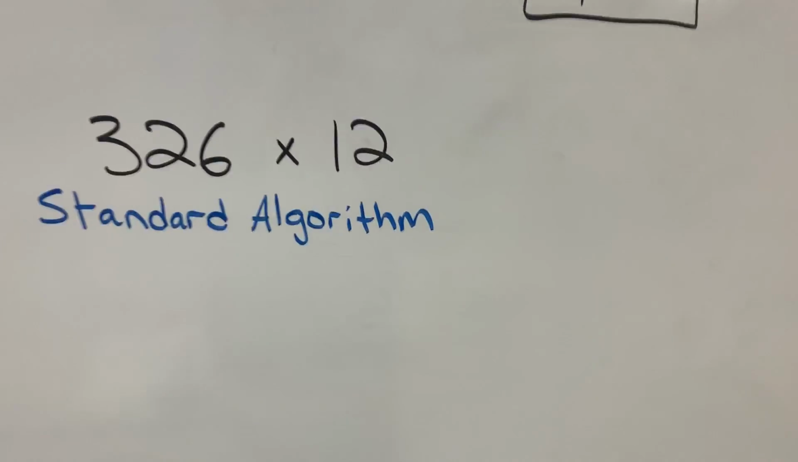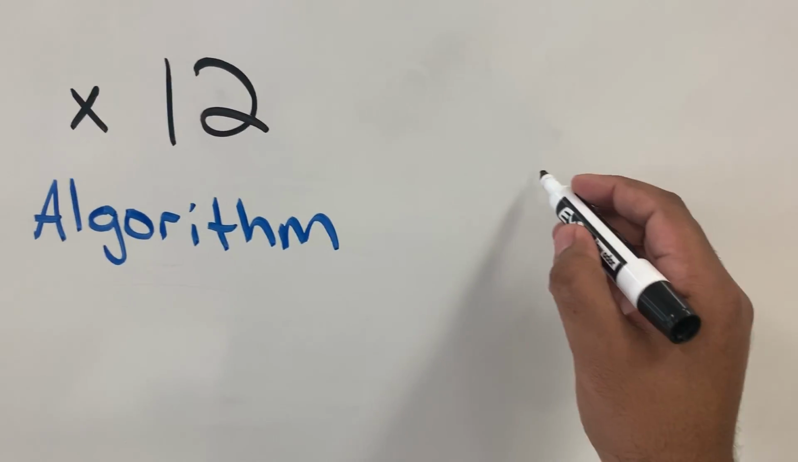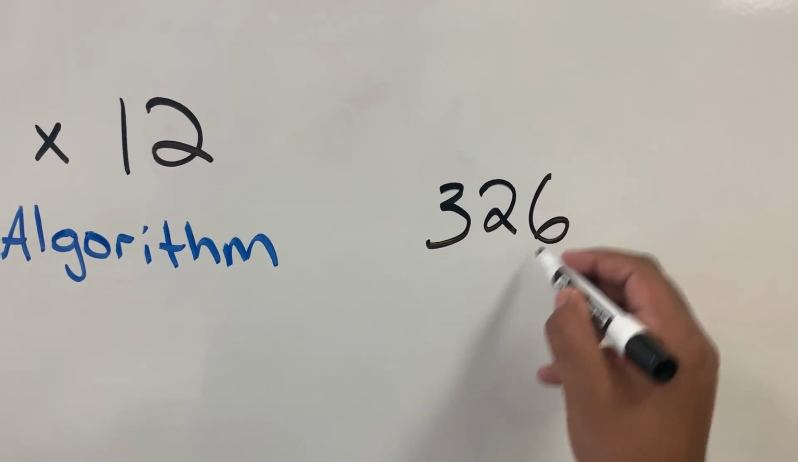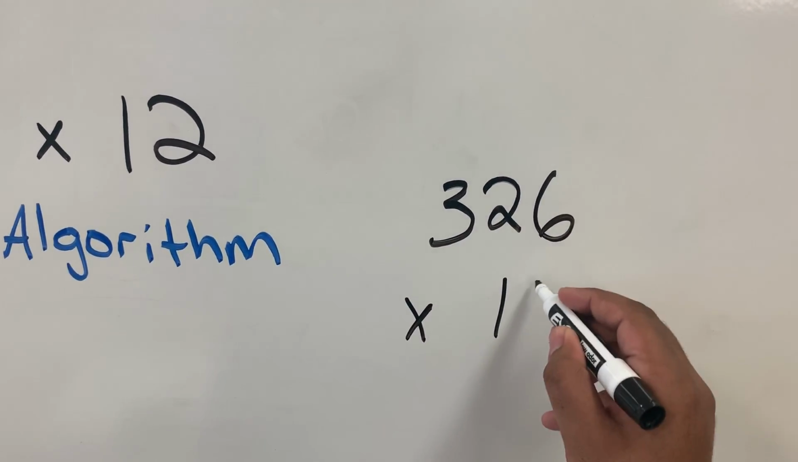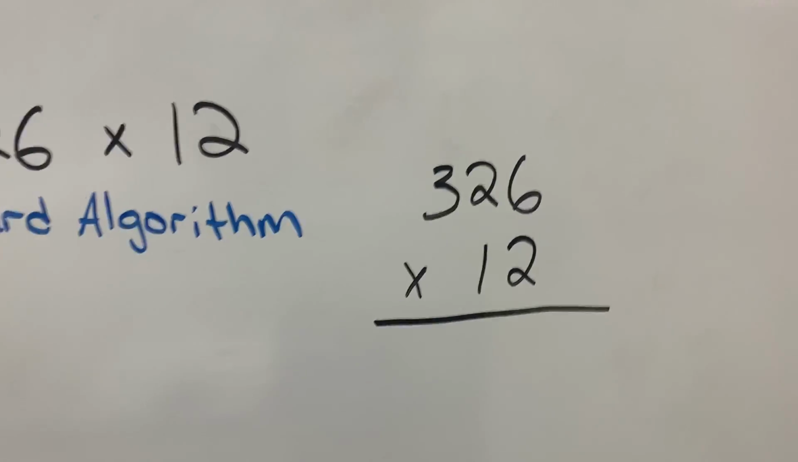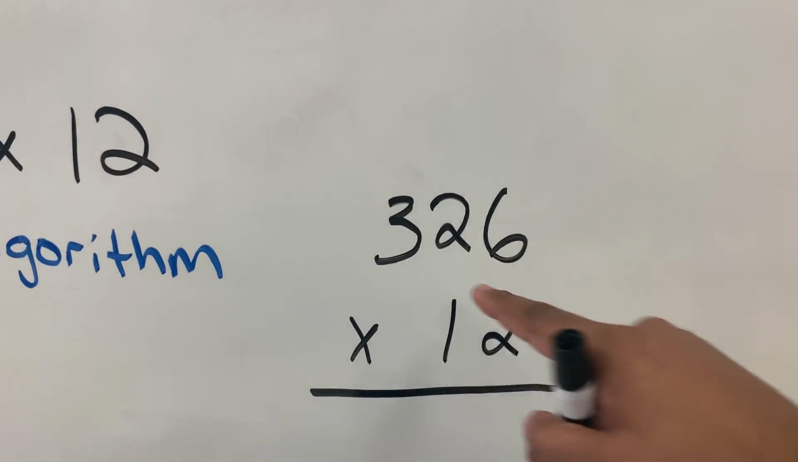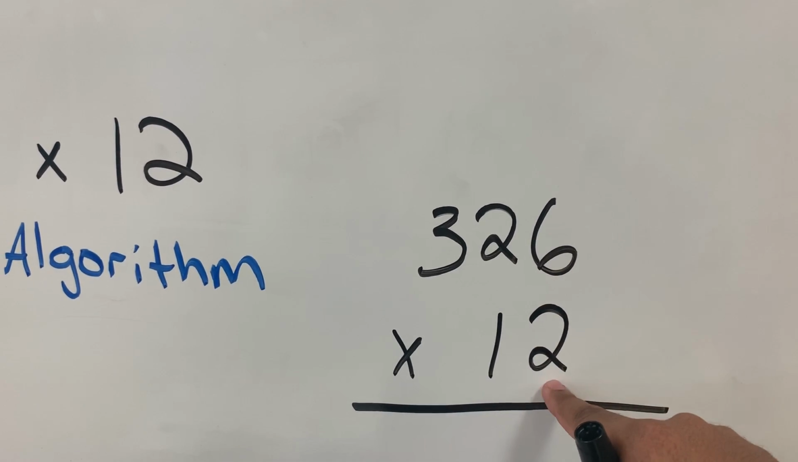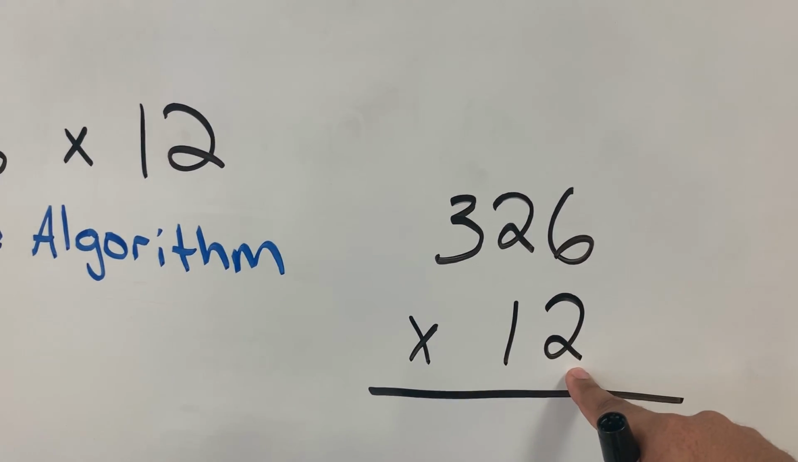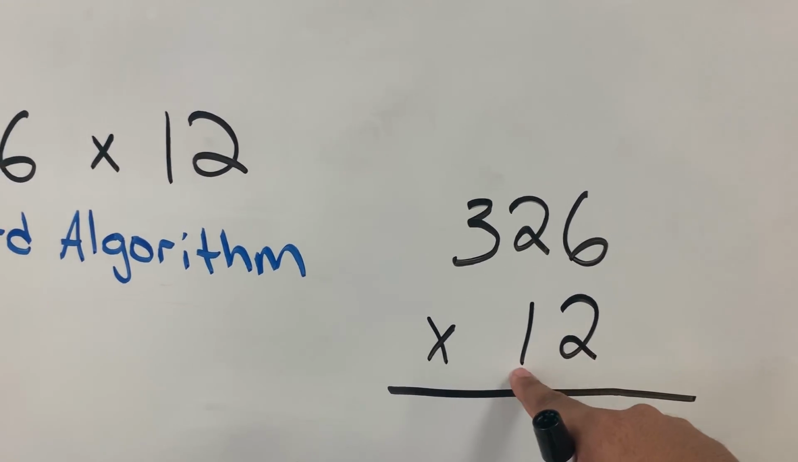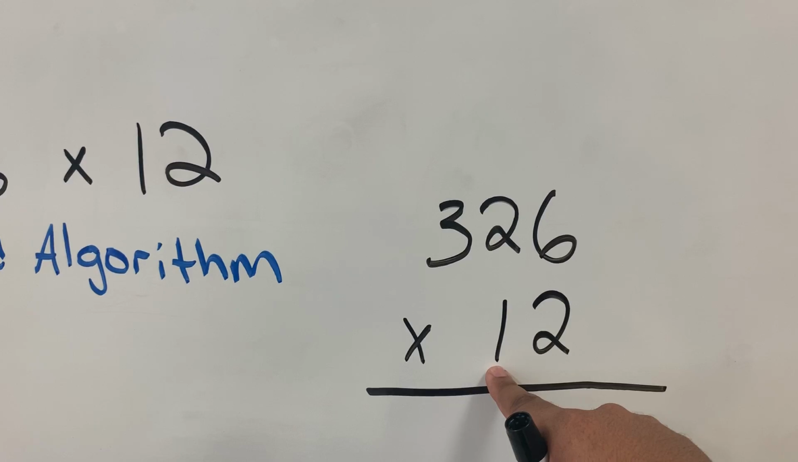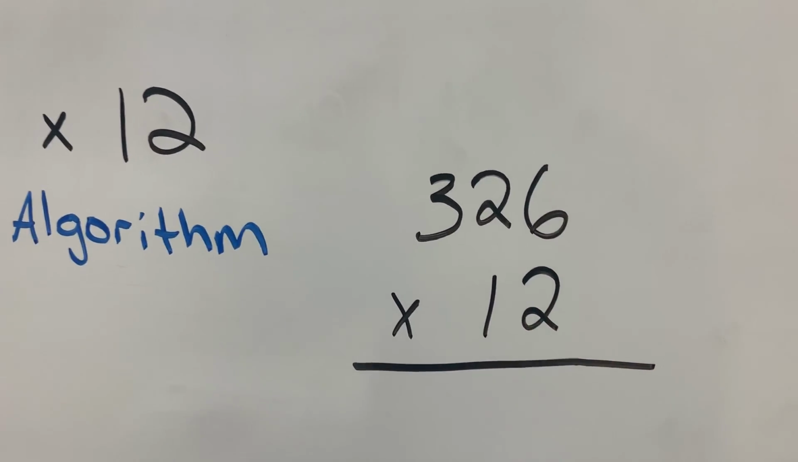Same numbers, but we're going to use standard algorithm. So we're going to line it up like this. 326 times 12. Now with this, a way to interpret this problem is 326 times 2, and then 326 times 10. Now I say times 10 because the 1 is in the tens value, the tens place value, so therefore it's two different problems being put together.